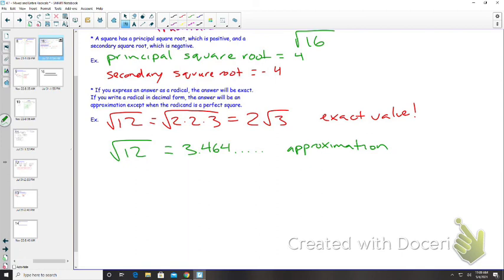Alright, so that is mixed and entire radicals. Now we have an assignment.